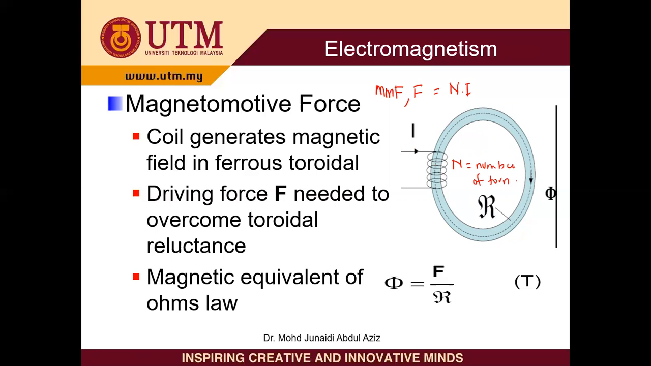So this is F, and for the magnetic equivalent of Ohm's law, you can use this one. The flux is equal to the force over the reluctance. In other words, in Ohm's law, the current is the voltage over the resistor.